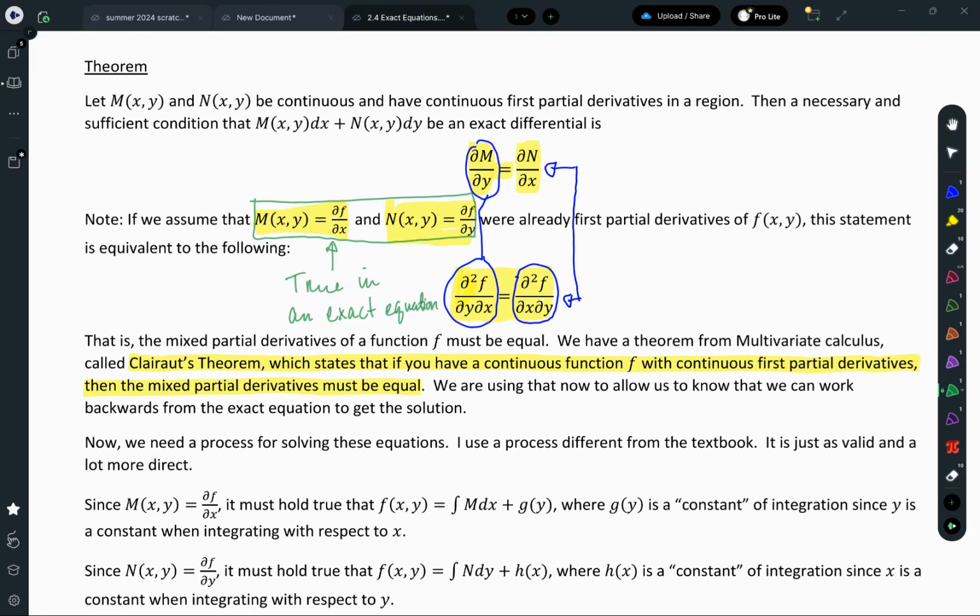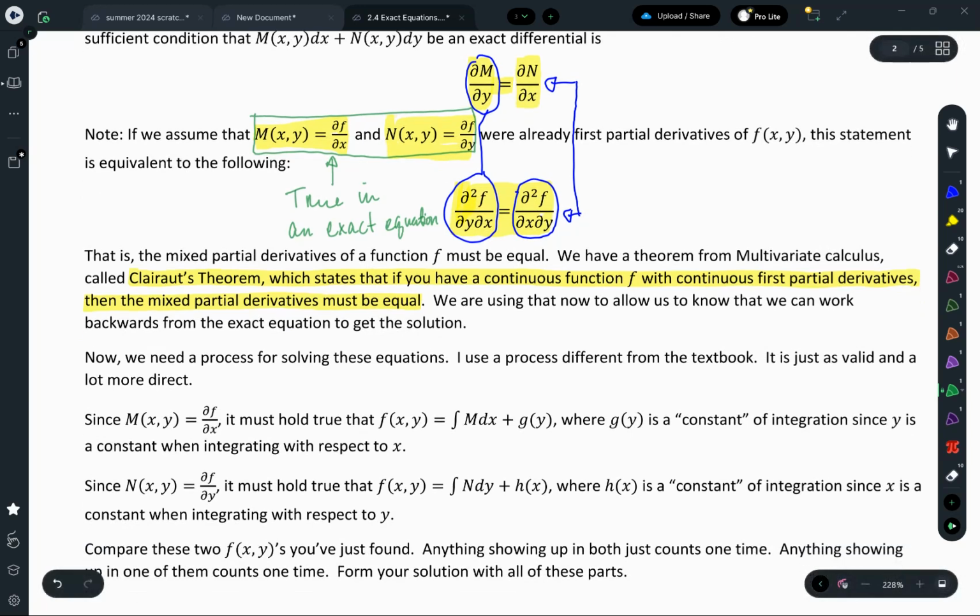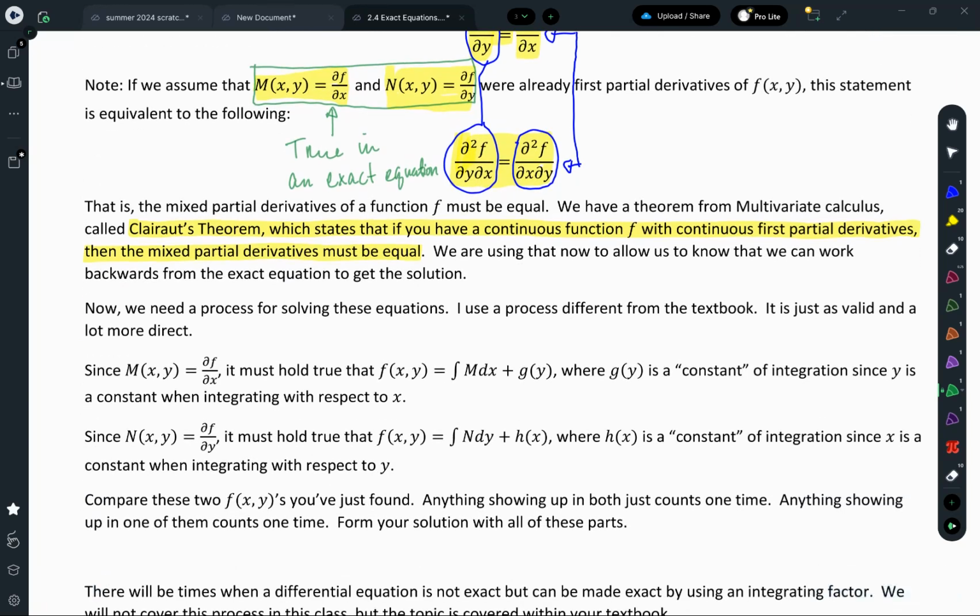Okay, now let's see what the process is for solving these equations. The process I use is different from the book, but it is just as valid, and to me it's a little bit more direct. The method in the book is a bit circuitous, which means it moves in a circular fashion and you can often get lost in it. So I prefer this method to the book's method, but you are welcome to look at both and do the one that works for you.